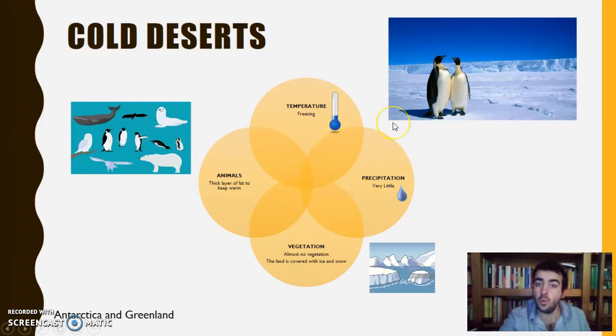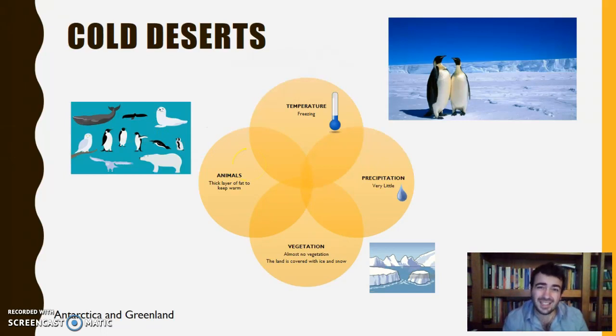Okay, temperature, of course, is freezing. It's really cold, below 0 degrees, very cold, and very little precipitation, because the precipitation usually, if it's something, it's snow, but no precipitation. You see no clouds over here, so it doesn't rain anything. And the animals, well, these are the most common animals in a cold desert. You have penguins, you have seals, you have polar bears, some kind of owls, whales, okay, yeah, walruses also.